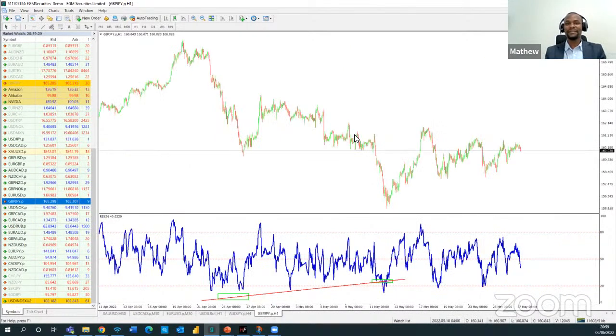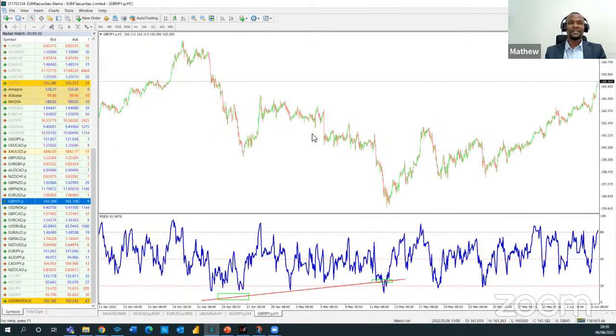Pound yen, whether you can find any form of divergence. And here I can see it, right? Although not quite clear.